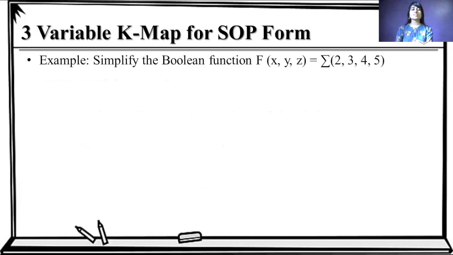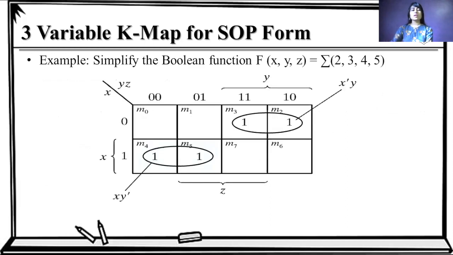So let's take an example. Simplify the Boolean function f(x, y, z), 3 variables, summation of 2, 3, 4, 5. So we have to write 1 over 2, 3, 4, 5. Here we have a 3 variable K-map. First write the values of x, y, z, which are by default the same for all conditions: 0, 1, 0, 0, 0, 1, 1, 1, 1, 0. Then place 1 for the given Boolean function. Here we have 2, 3, 4, 5.